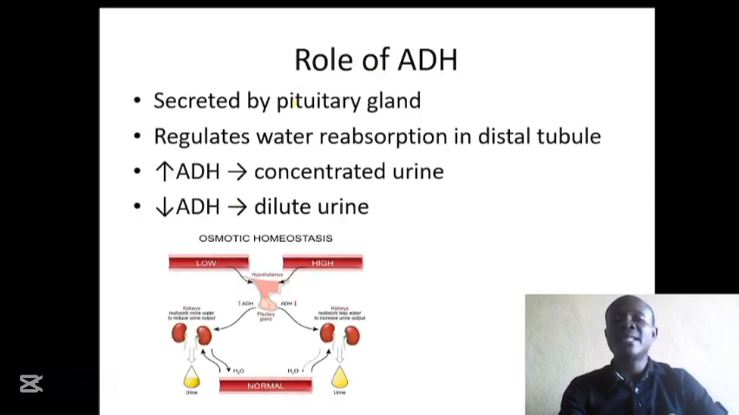Next on our slide is the role of ADH, antidiuretic hormone, in the regulation of blood water level. So what will happen when the blood water level becomes low? What will happen when the blood water level becomes high? This antidiuretic hormone, as we have on this diagram on this slide, headed osmoregulation, that means the regulation of blood water level in the body.